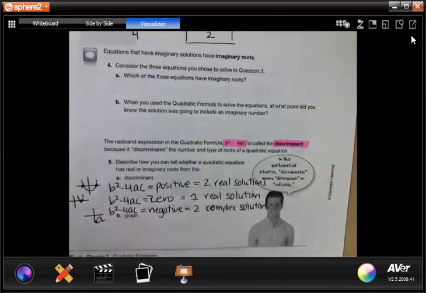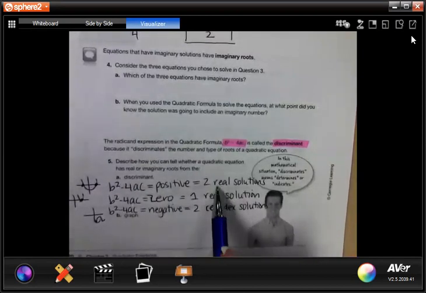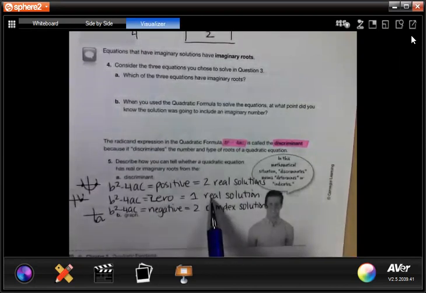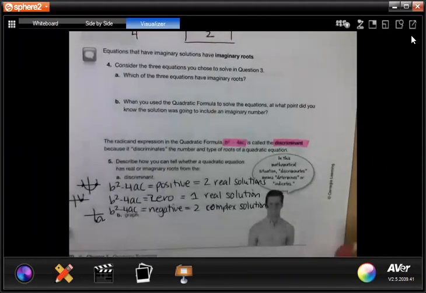You will get questions that sometimes just ask how many solutions and what type of solutions, and that's where you would just want to do the b squared minus 4ac. So under the radical, if it's positive, you're going to have two real. Under the radical, if you have a 0, there's going to be one real. And if it is a negative under the radical, you will have two complex solutions.